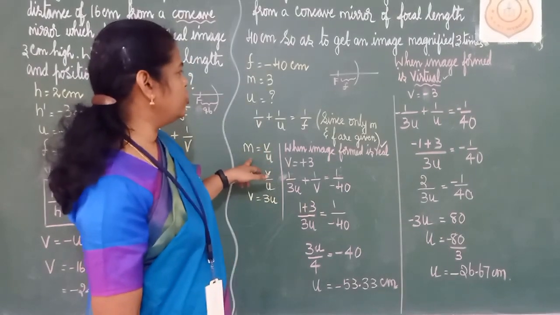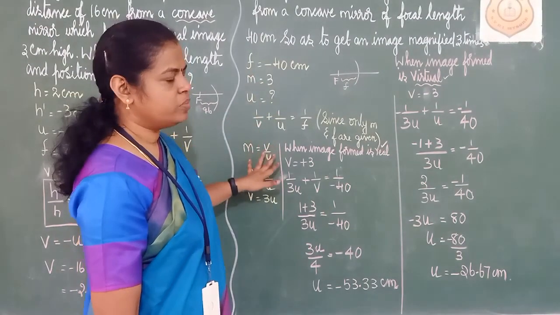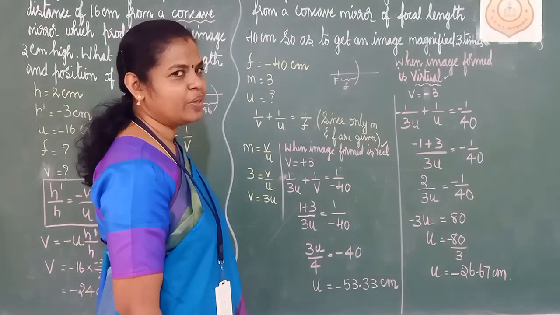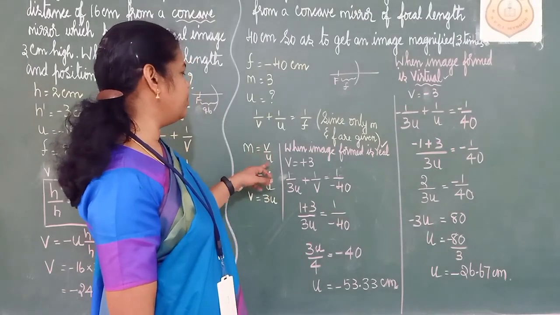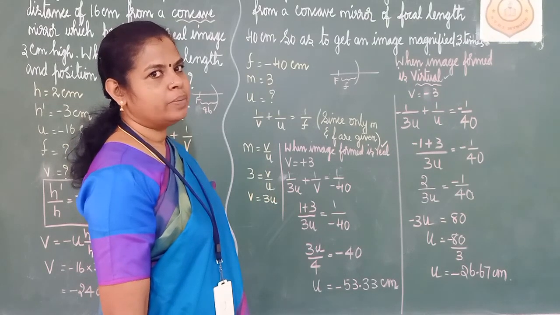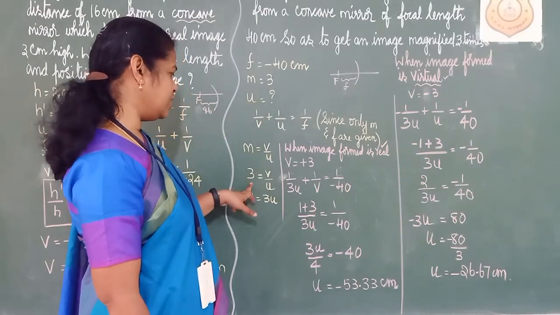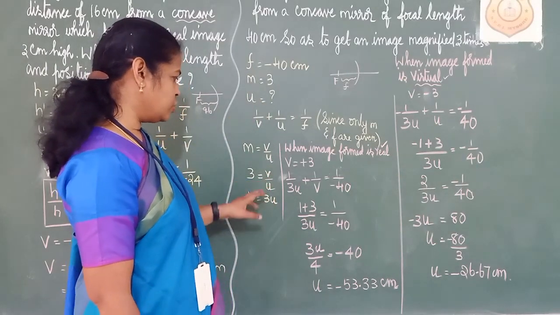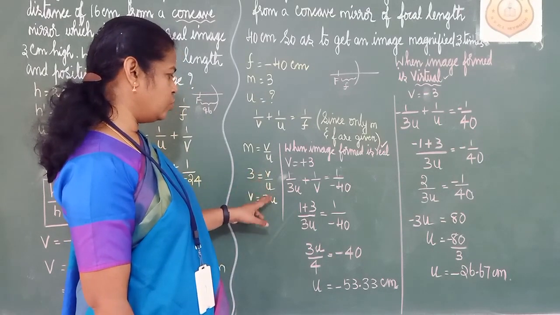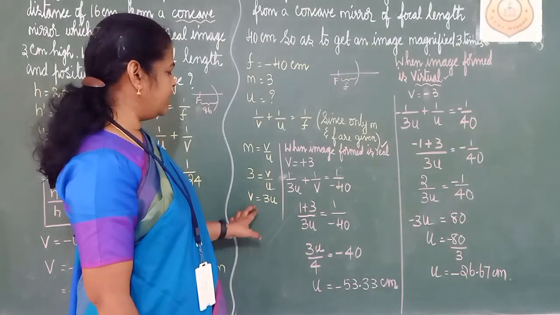So m is equal to 3. We also know m is equal to v by u. How? Height of the image by height of the object. So magnification they have given 3; 3 is equal to v by u. So v is equal to 3u, by cross multiplication. So v we have found now.